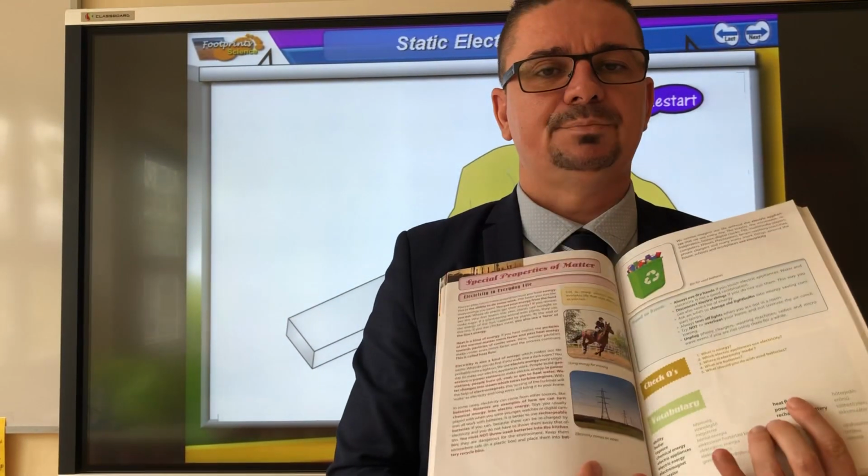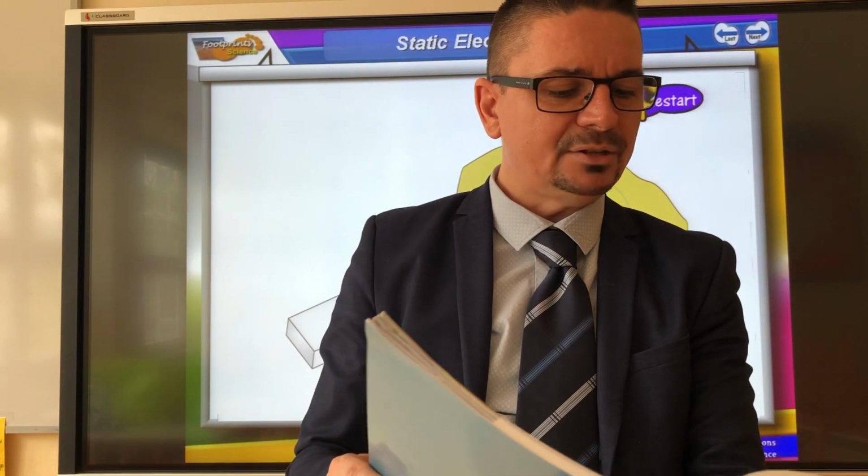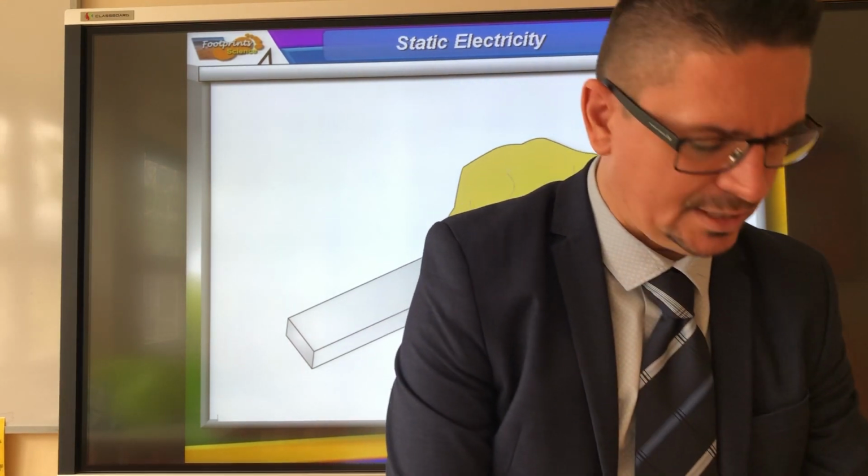You can read this in your book, page 80. Please have a look at the textbook there. I will show you this part. So, page 80. In some cases, electricity can come from other sources like batteries. Batteries are examples of how we can turn chemical energy into electric energy.